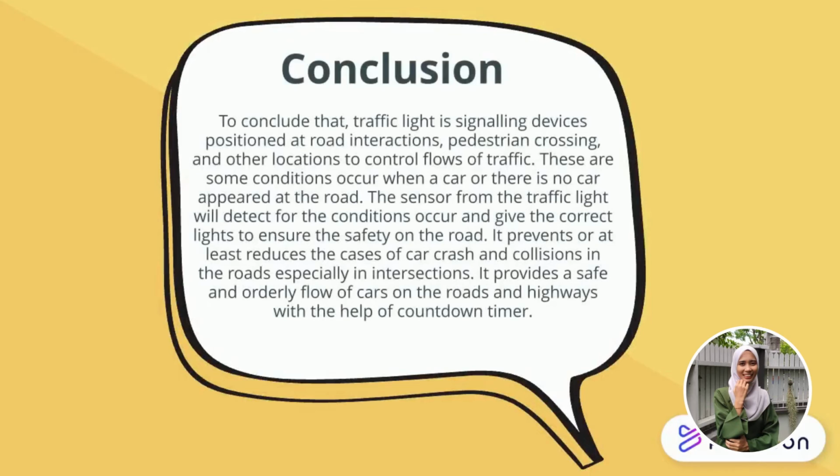In the end of this project, we can conclude that a traffic light is a signaling device positioned at road intersections, pedestrian crossings, and other locations to control flows of traffic. These are some conditions that occur when a car appears or there is no car at the road. The sensor for the traffic light will detect and give the correct lights to ensure safety on the road. It prevents or at least reduces the cases of car crashes and collisions on the roads, especially at intersections. It provides a safe and orderly flow of cars on the road and highways with the help of the countdown timer.